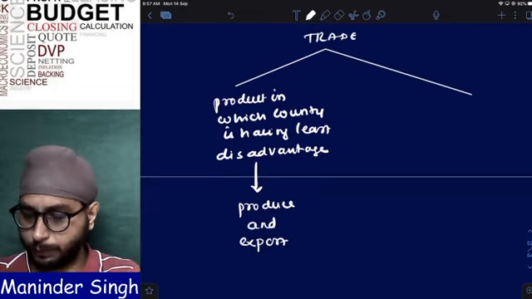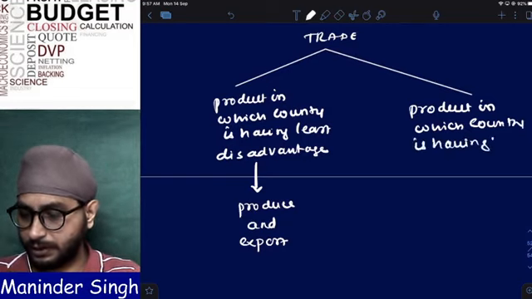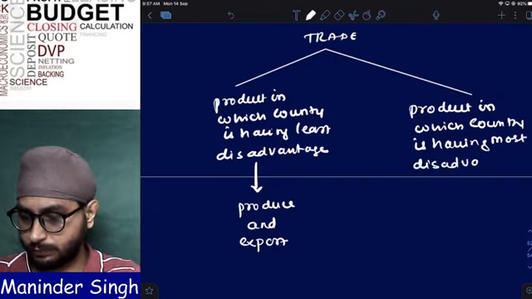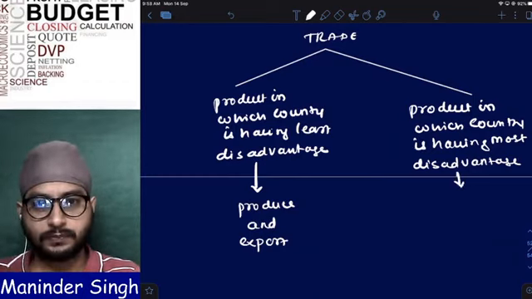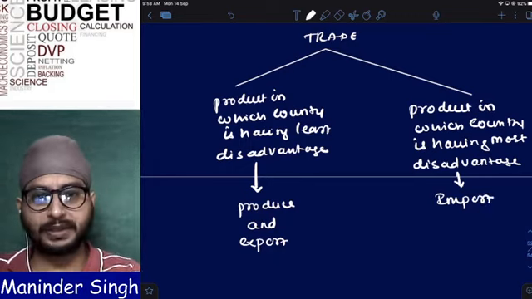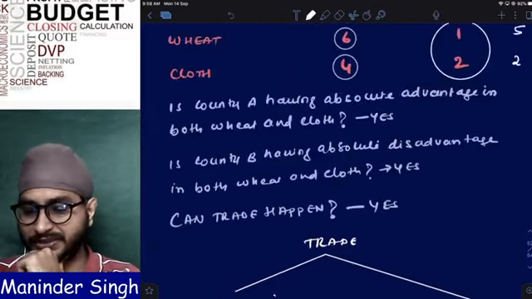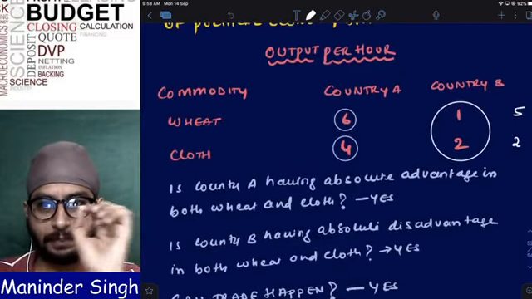Clear? And the product in which the country is having most disadvantage, clear? What to do? Don't produce, import. Why? I'm having the most disadvantage, right? Don't produce, import. Understood? Now, in this case, tell me what will country B produce and export?